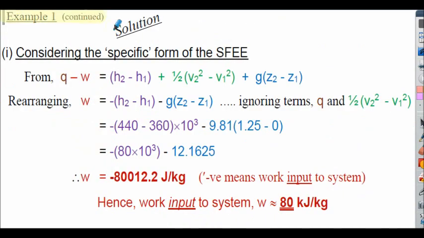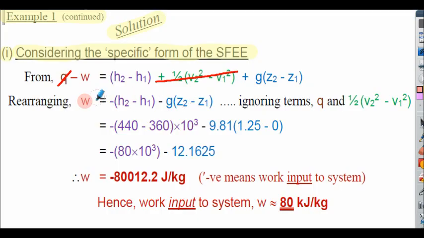Example 1, solution continued. So part 1, as I've labelled it here, we're considering the specific form of the steady flow energy equation shown here on our slide. And of course from the question we know that there's no heat energy input or output to the system because it's an adiabatic process, and the change in kinetic energy is negligible, so the K energy is considered 0. So rearranging the equation for lowercase w, the specific work done, we end up with this expression.